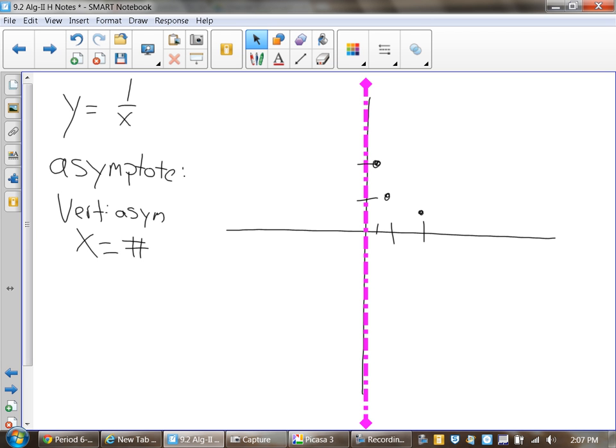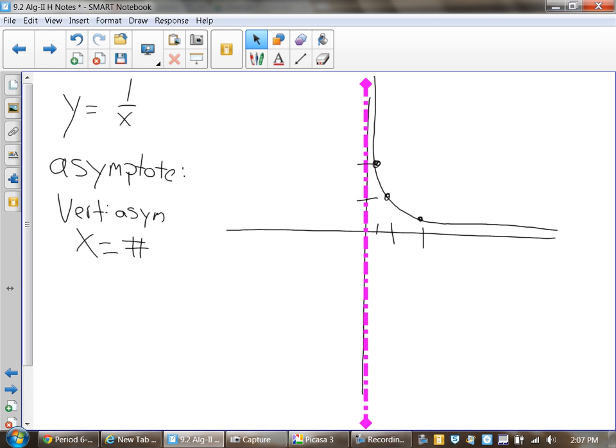So it goes down and then up. You get a curve that looks like this. As x is getting larger and larger, you're getting a smaller and smaller fraction. As the fractions get smaller and smaller, the y gets bigger and bigger.